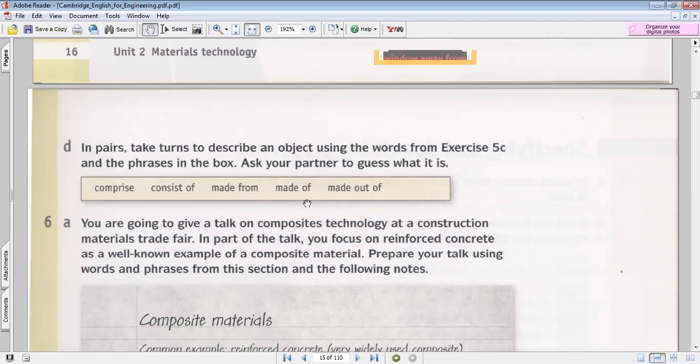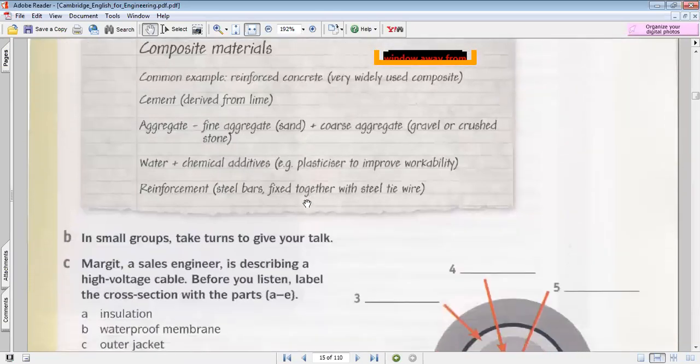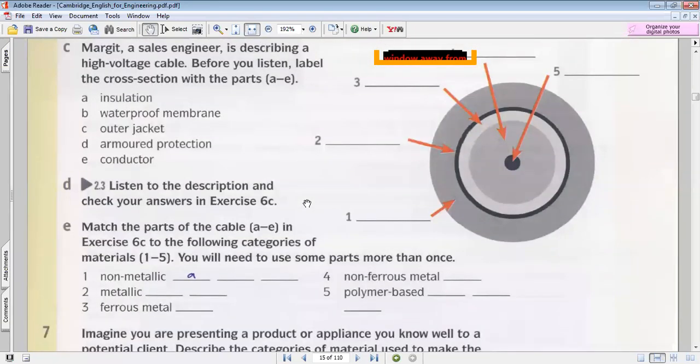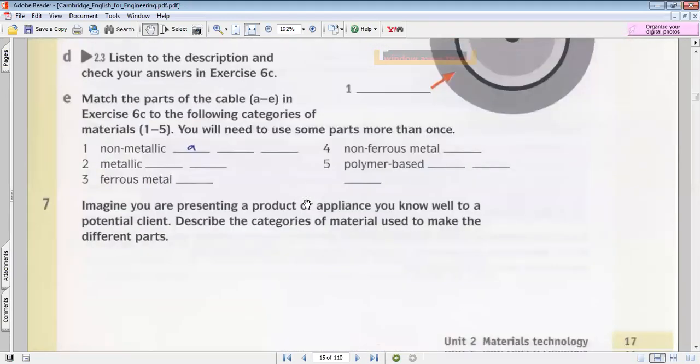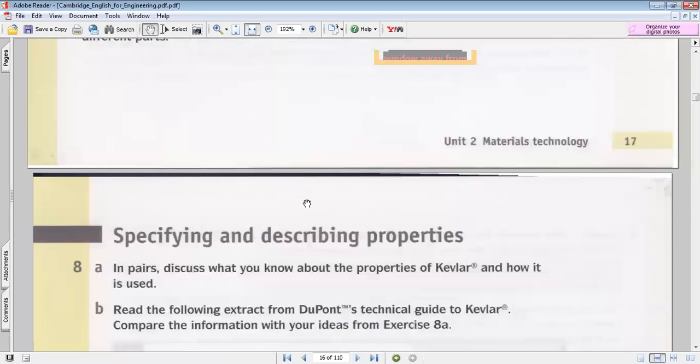Let's move to page 18. Page 18. Where is page 18? Yeah, specifying and describing properties. The previous page is excluded. It is excluded. Now we are on page 18. Page 18 and 19 are included, both of them.